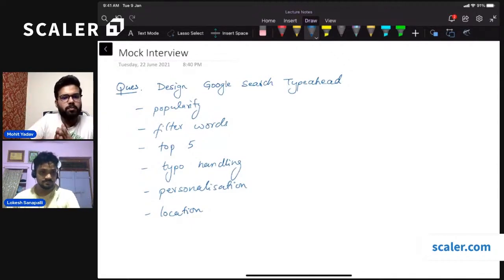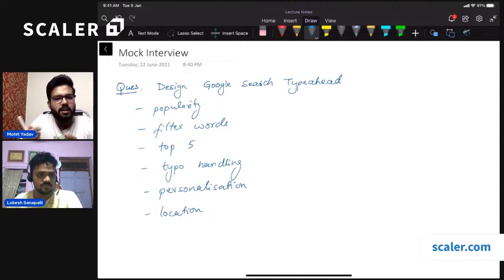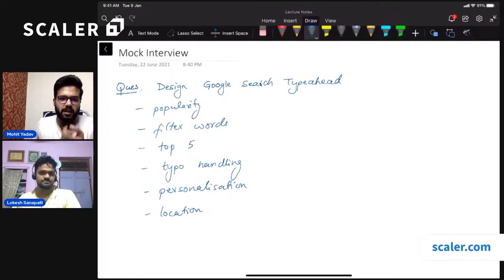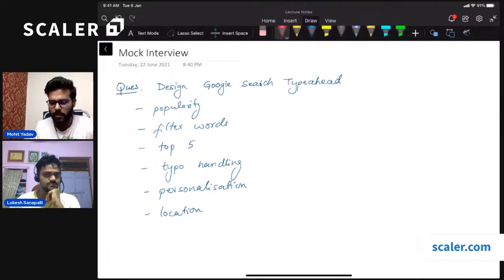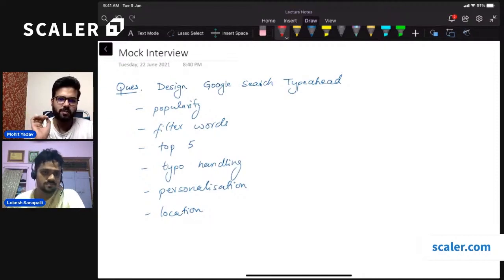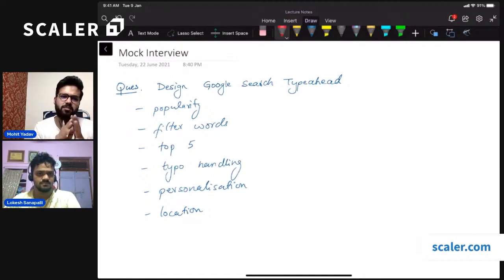Now, in order to discuss it in a 45-minute interview, it is not possible to go and design each and every feature. So we'll limit the number of features that we are going to discuss. So I'll cross out popular. We definitely need to sort the results based on popularity. That's a must-have. We don't have to filter words. We can assume that filtration is not required. This is something that we can remove.